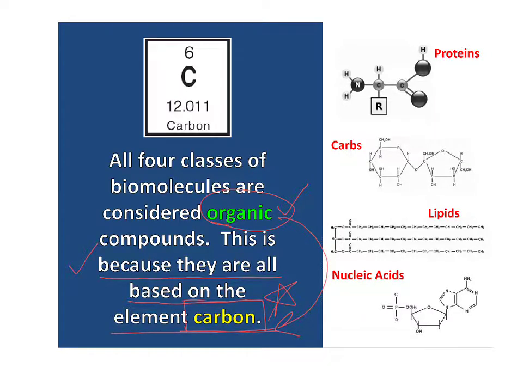You are never going to get away from this in biology. We're going to talk about organic till the end of the year. It means that it contains the element carbon. Write that down for number 16. Why are all four classes of biomolecules considered organic? Because they are based on the element carbon.